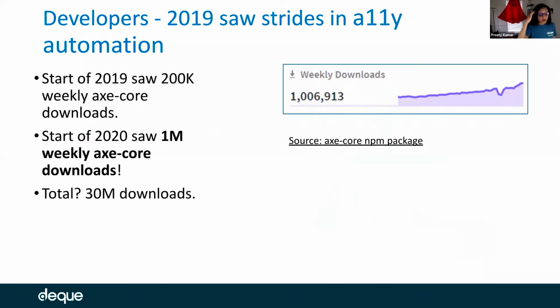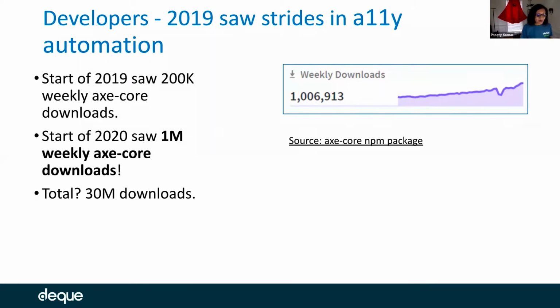What we're going to be focusing on in this session is HTML. So, let's look at that. We feel developers have been making great strides in accessibility automation, starting with what we see as 200,000 weekly Axe Score downloads, which have now become 1 million weekly downloads.